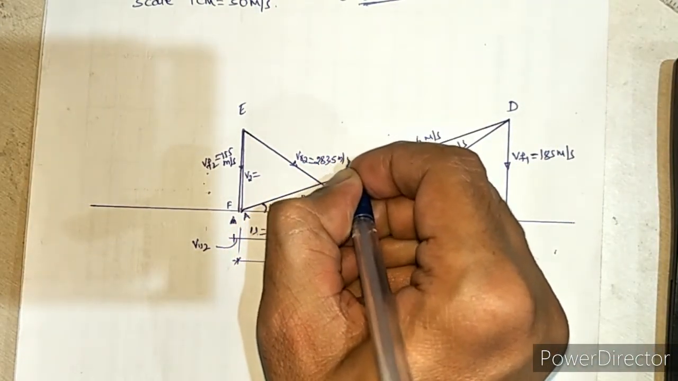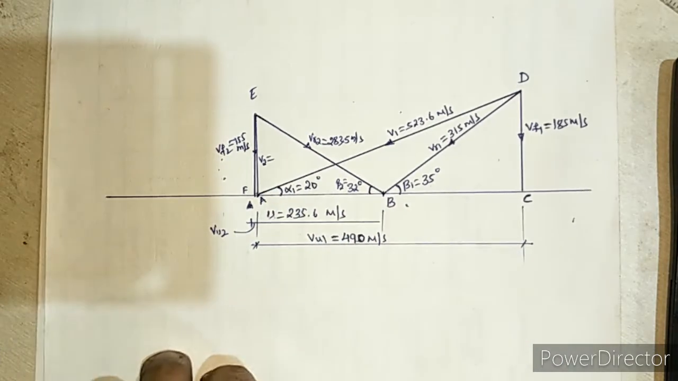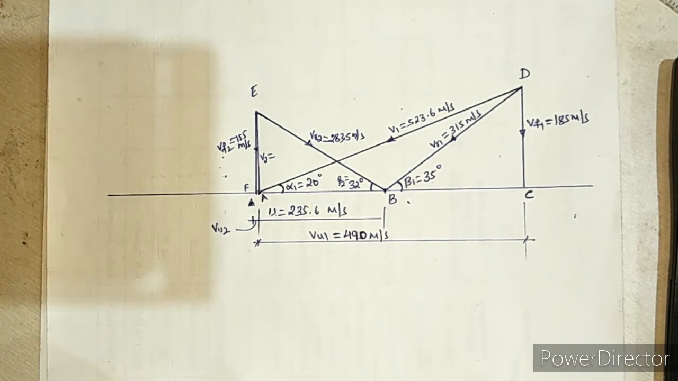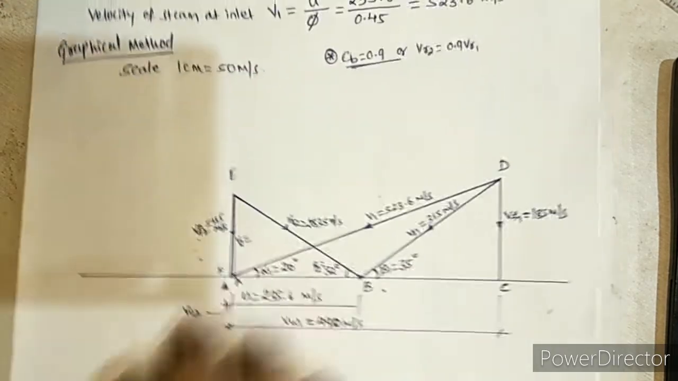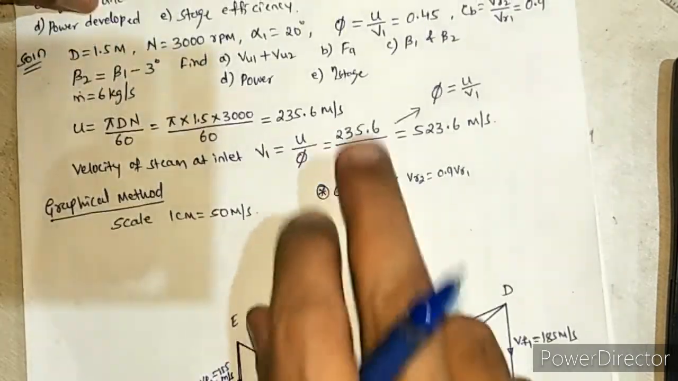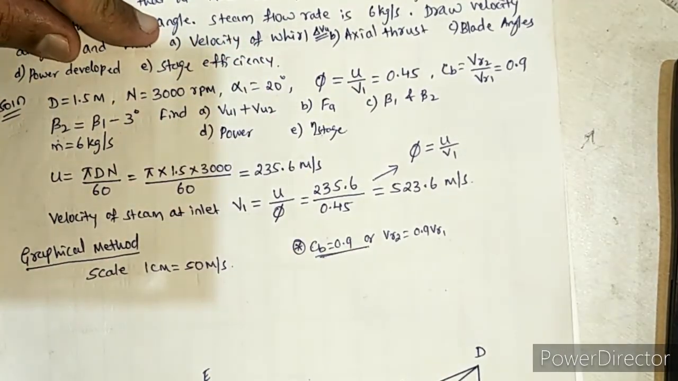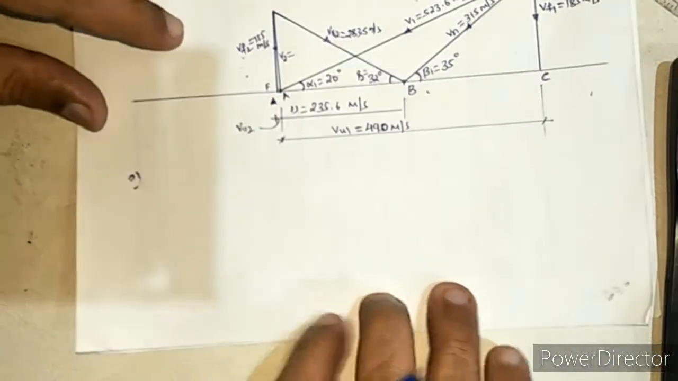283.5 meters per second, right? This is VR2. So we have almost extracted all the values from the velocity triangle. So first we will calculate the velocity of whirl, right? First we will calculate A bit. So A bit, I am going to calculate now.